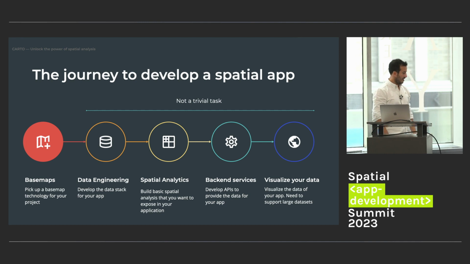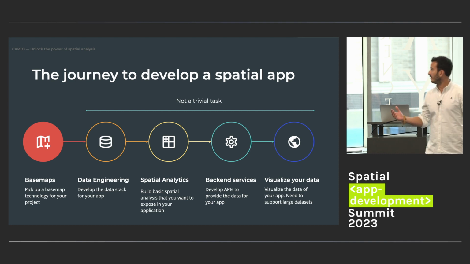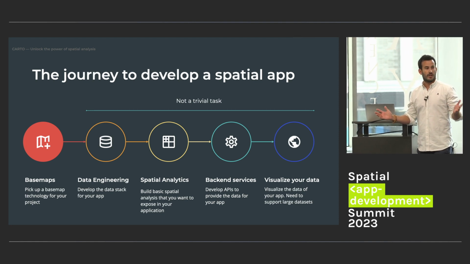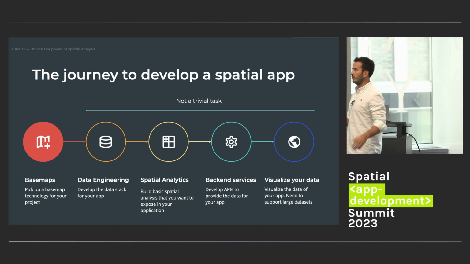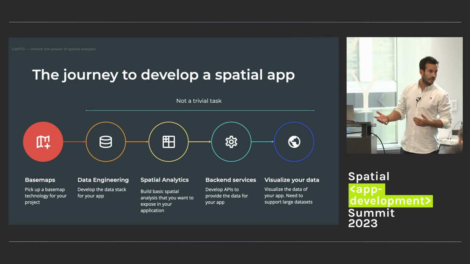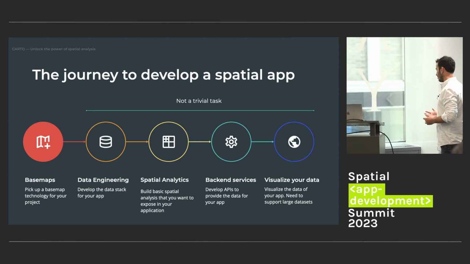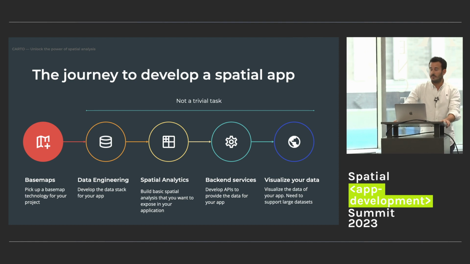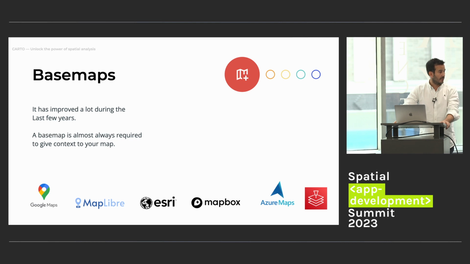And that is how I define the journey to develop a spatial app. If I need to define this, I think we have mostly five blocks that we need to develop. Some days you need to invest more time in one, some days in another, but you need to work on base maps, you need to do some kind of data engineering work, some kind of spatial analytics, and some kind of backend services, and finally, visualize your data. I'm going to try to explain how I think CARTO can help and how we are trying to reduce and make this journey easier.